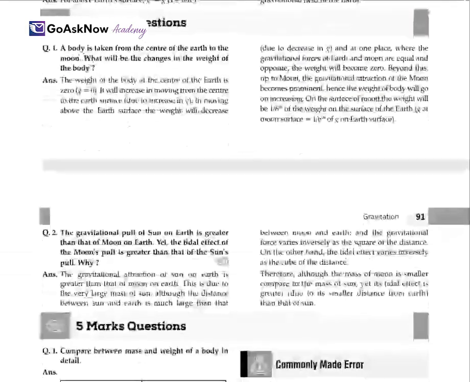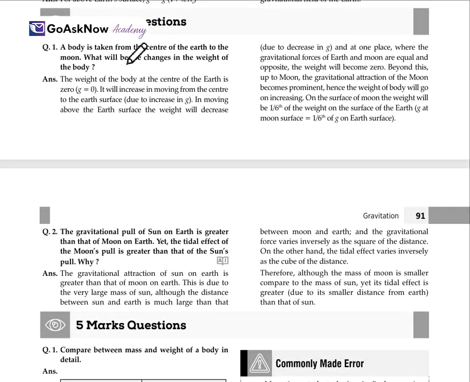Now, let's move forward with the 3 marker question. A body is taken from the center of the Earth to the moon. What will be the changes in weight of the body?